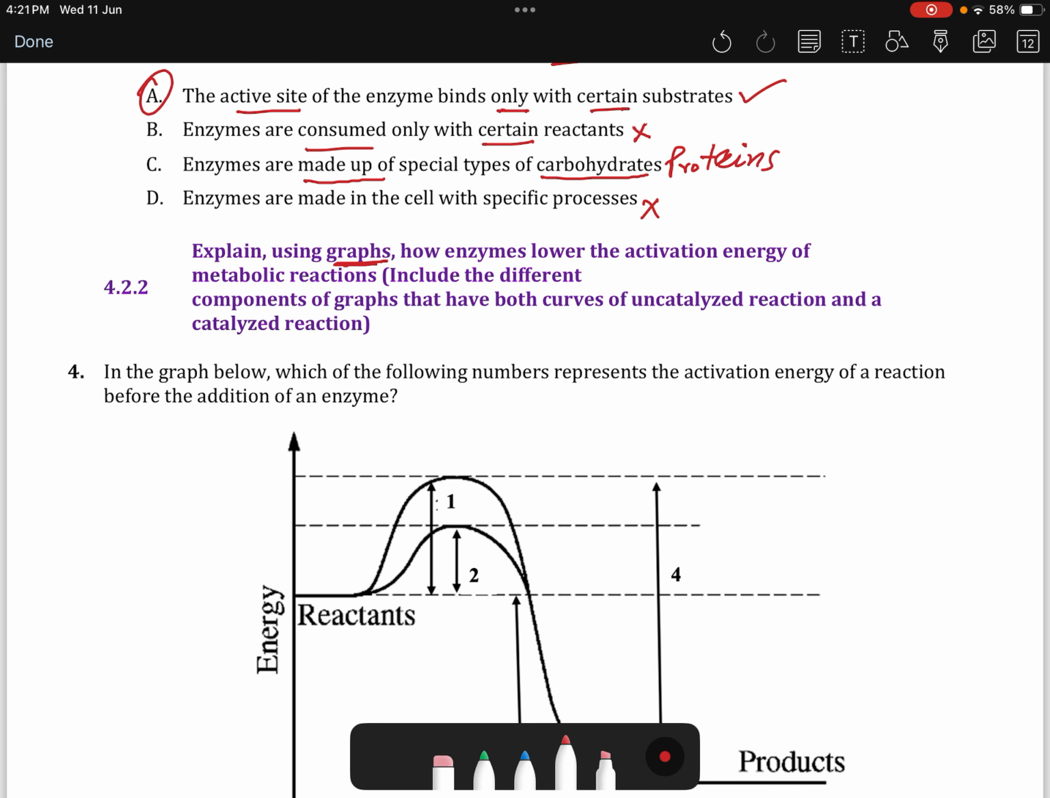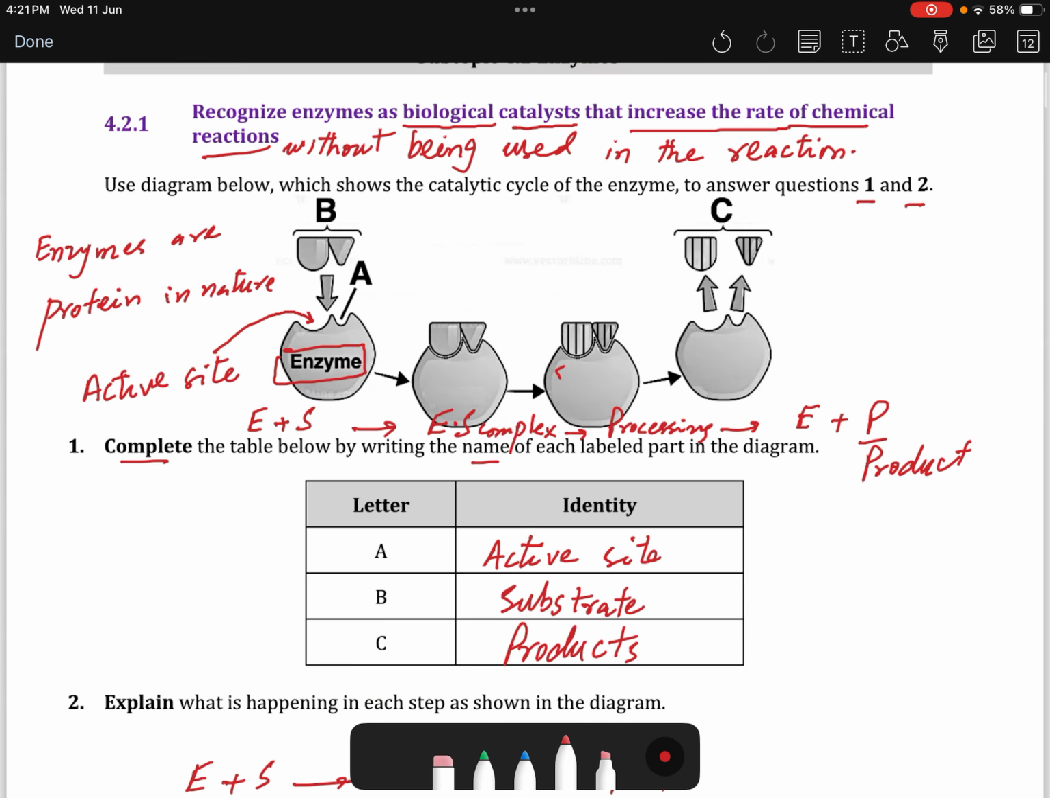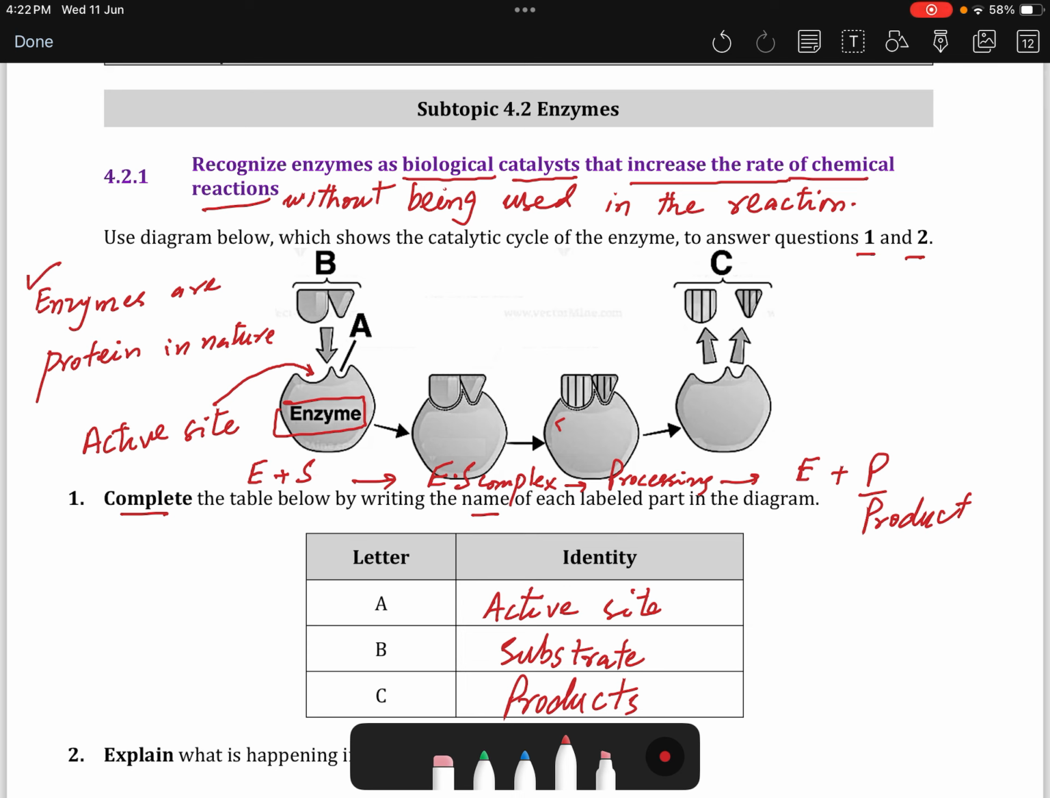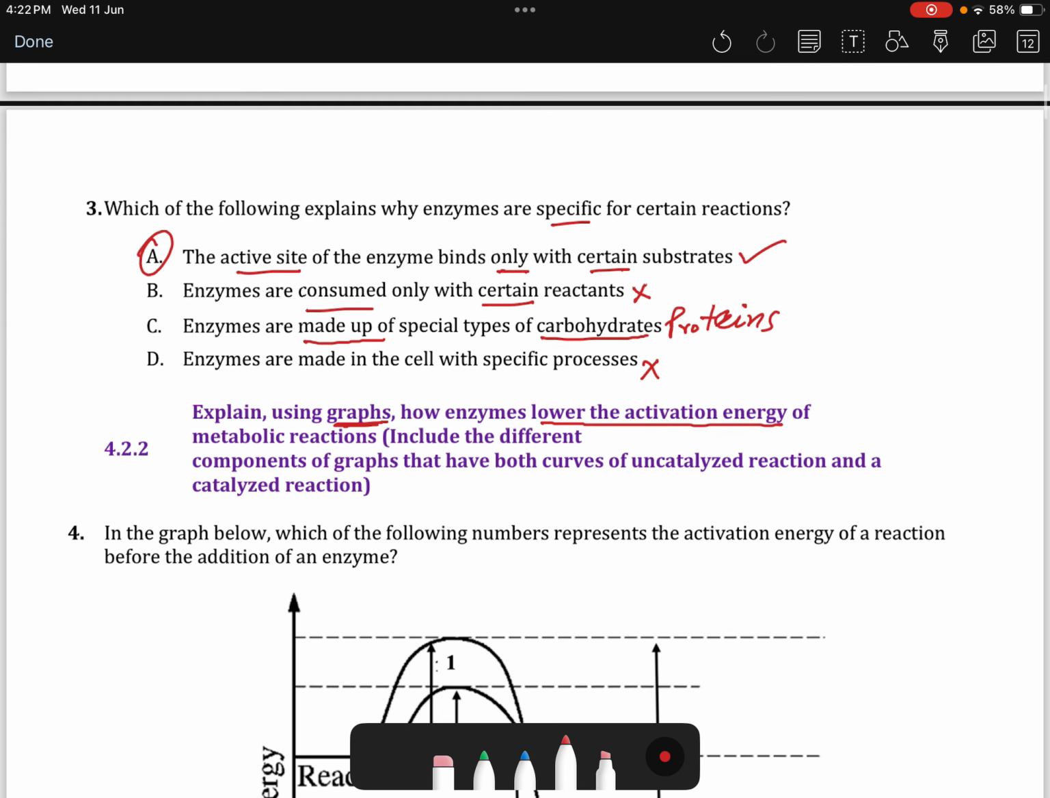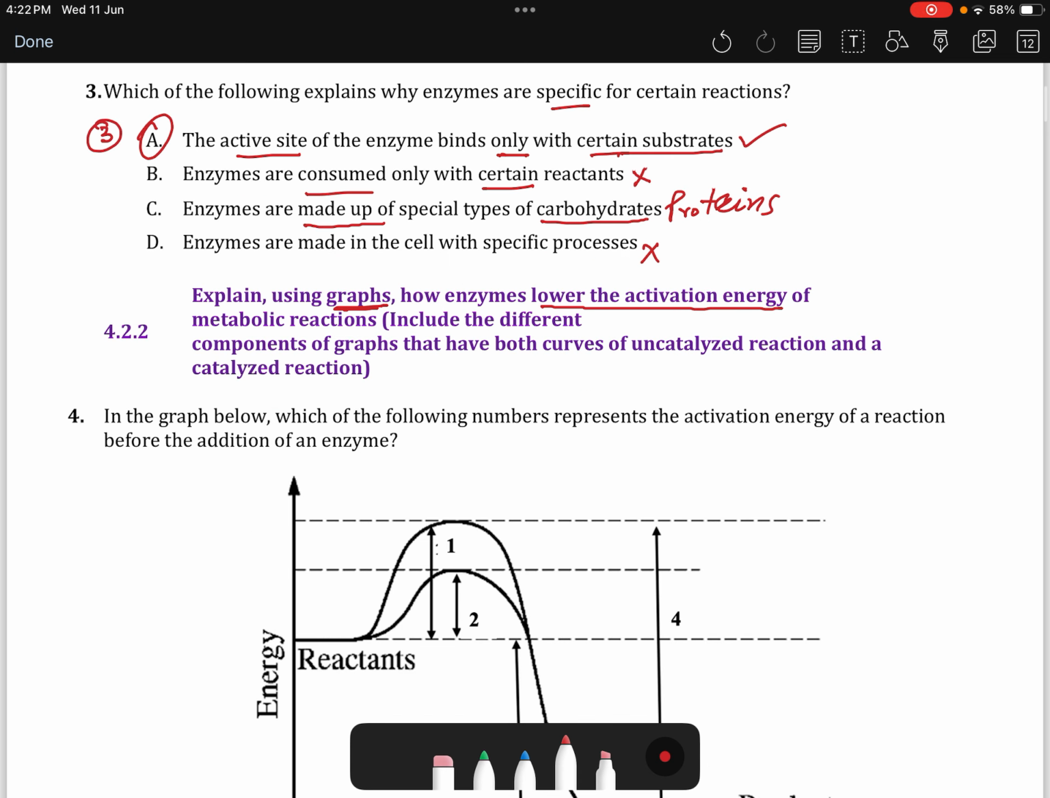Next KPI, please: explain using graphs. So in this part, you might get a graph showing how enzymes lower the activation energy. Point number one was that enzymes are protein in nature. Point number two is that enzymes increase the rate of chemical reaction. Then point number 3, that enzymes are very specific to the substrate. Now we are learning property number 4, that enzymes lower the activation energy of reactions. And you can see a catalyzed and an uncatalyzed reaction.